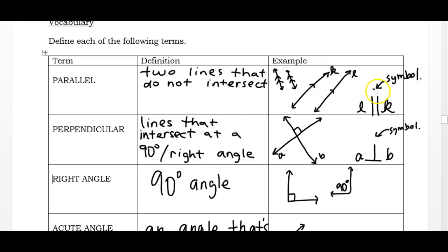And then the symbol for parallel, we could say line L is parallel to line K. So two bars like that means parallel.